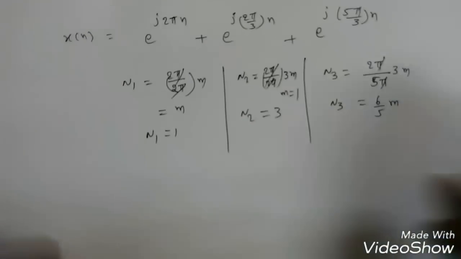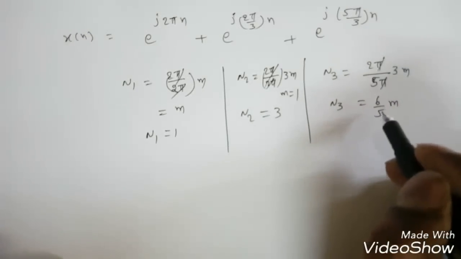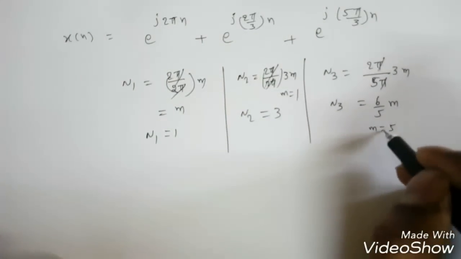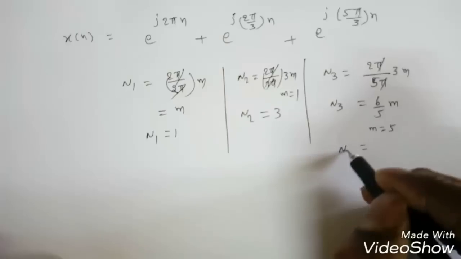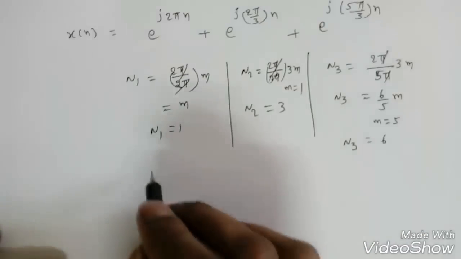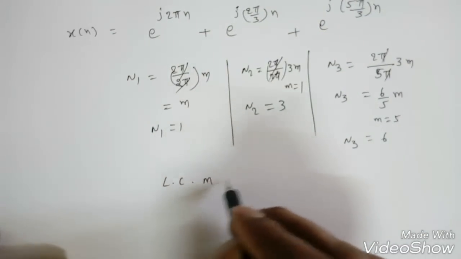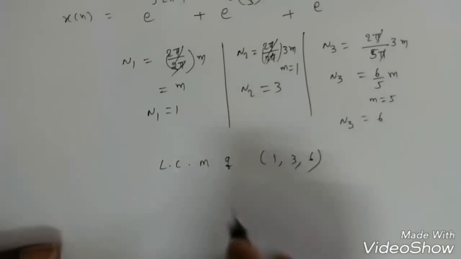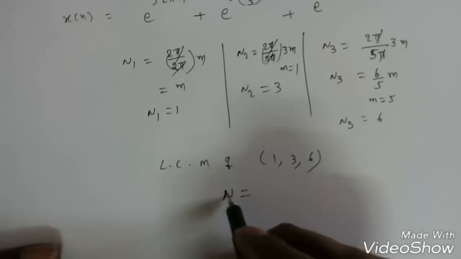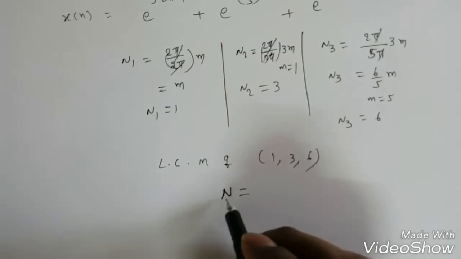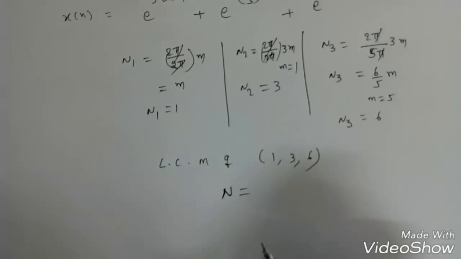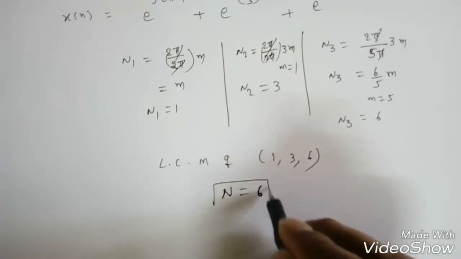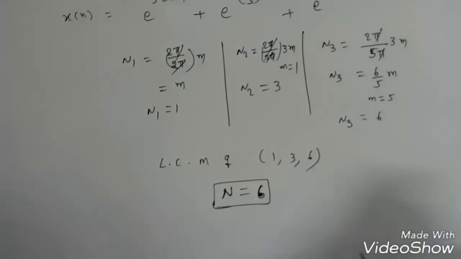Again, n3 by m is 6 by 5, a rational number. So what is the smallest integer to make n3 an integer? It's 5, so n3 is 6. Now what is the LCM of 1, 3, 6? That gives the period of the total signal's sequence. So what is the LCM? We will get 6. So 6 is the periodicity of x of n.